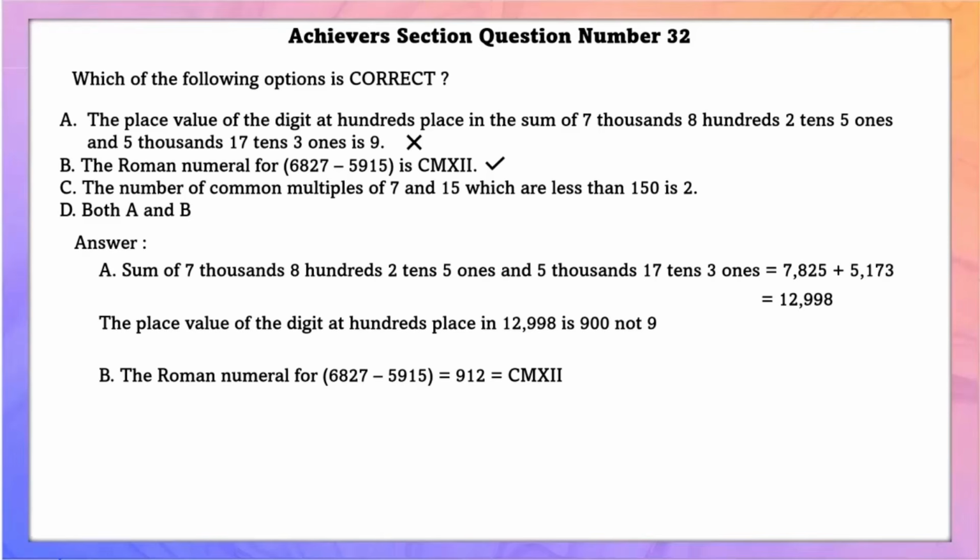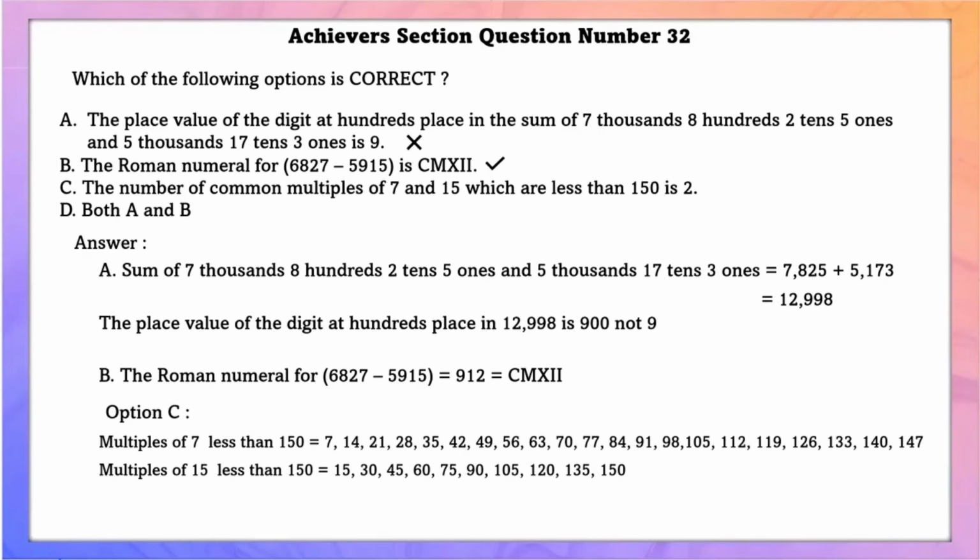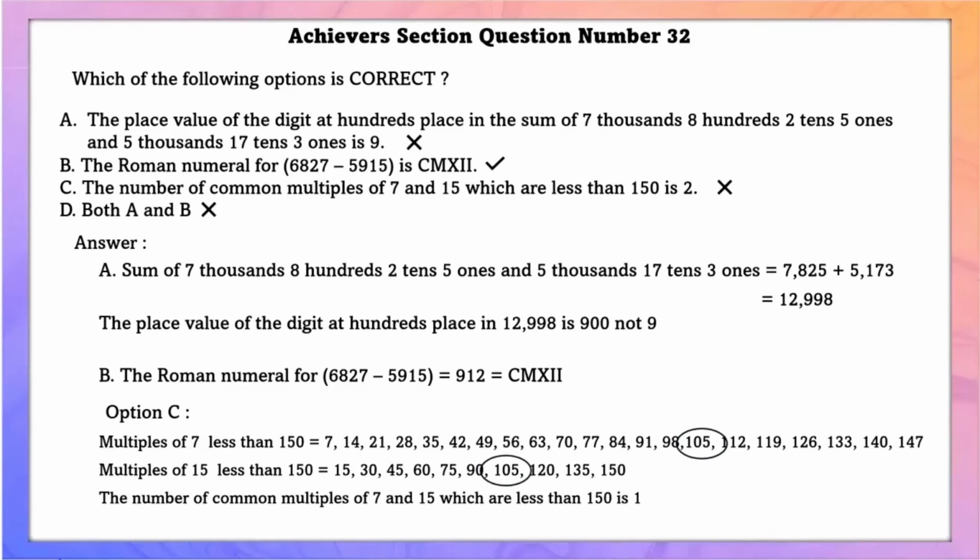Option C. The number of common multiples of 7 and 15 which are less than 150 is 2. Multiples of 7 less than 150 are listed below. The multiples of 15 less than 150 are listed below. The number of common multiples of 7 and 15 which are less than 150 is 1. Therefore, the correct option is the B option.